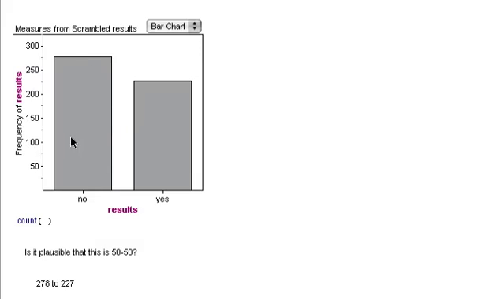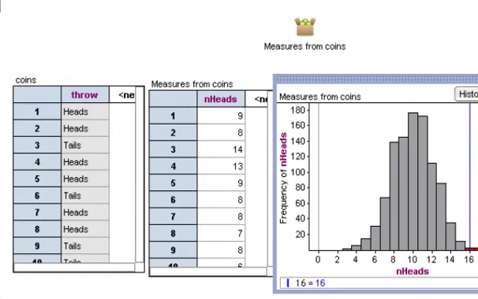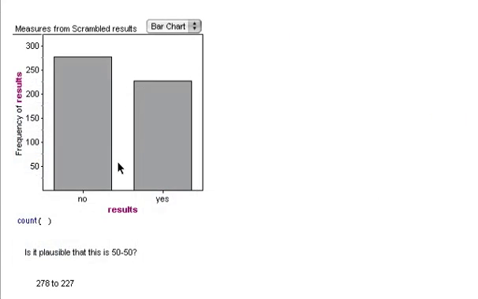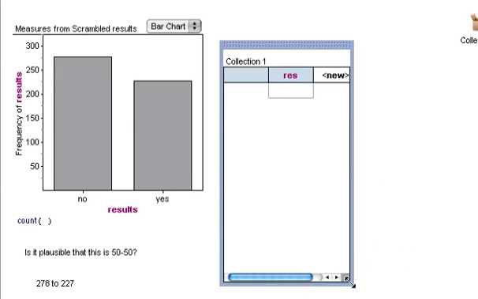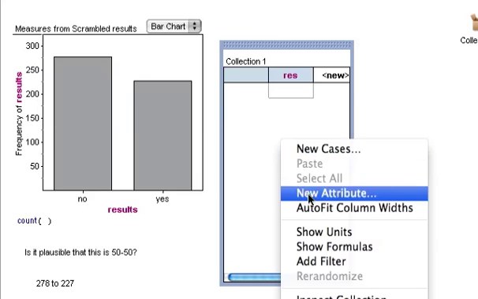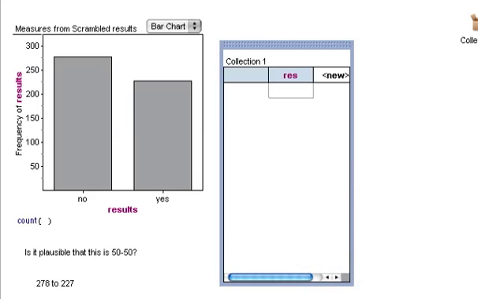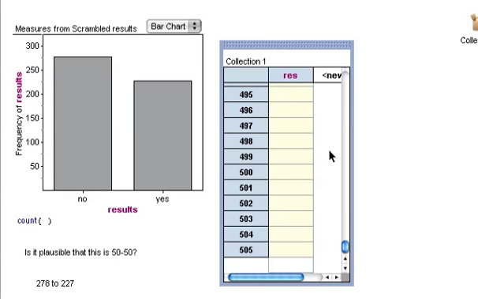So what did we do with Aunt Belinda? We created a collection with 20 coins in it and did a random pick to make heads or tails. So now what we're going to do is make a collection with some res, short for result, and we're going to make how many of them? Well, here we have a total of 505. So let's do 505. I'm going to make new cases, 505 of them. So now I have 505 and they're blank.